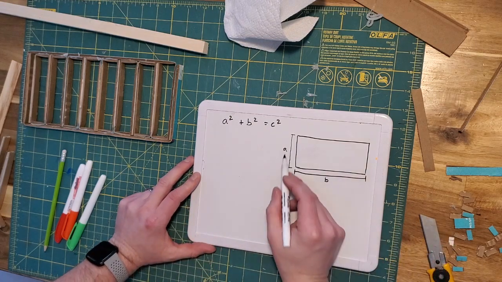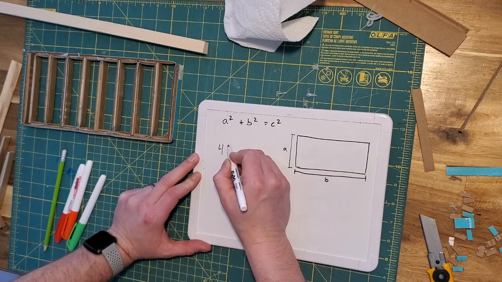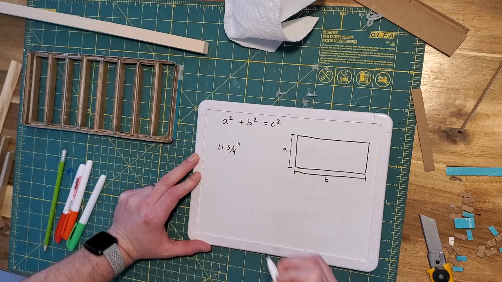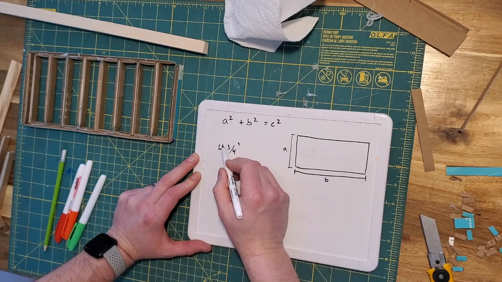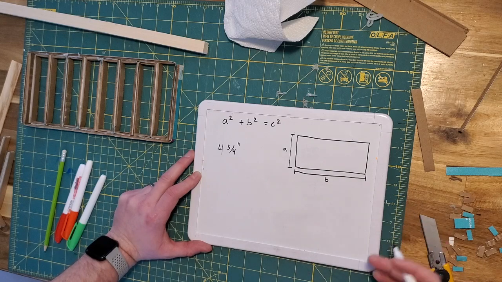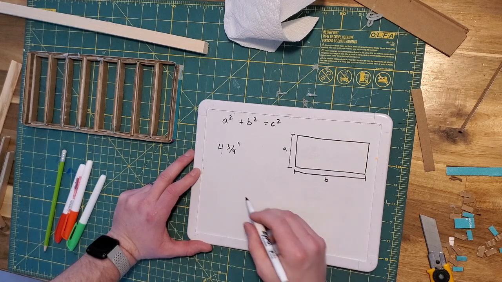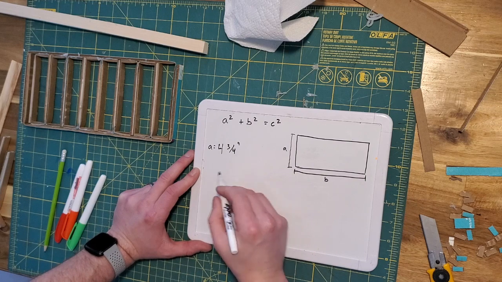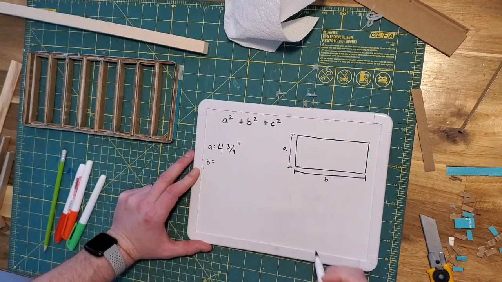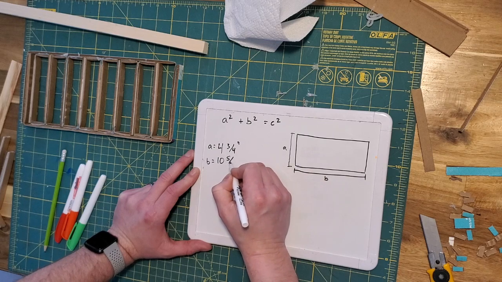So I found my A to be 4 3/4 inches. Again, I'm using inches. Whatever that might be for you, maybe you're using centimeters, which I would highly recommend. Again, the reason I'm not is because of my cutting mat being in inches. So I found A to equal 4 3/4 inch, and I found B to equal 10 5/8 inch.